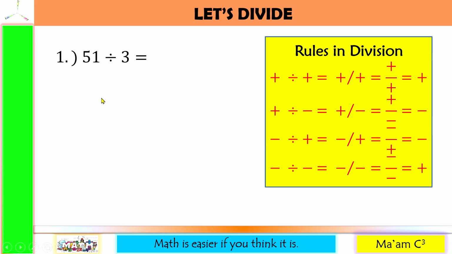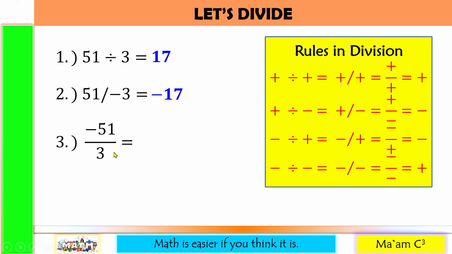Number 1, 51 divided by 3. Both are positive, so the quotient is also positive. 51 divided by 3 is 17, so this is positive 17. Number 2, 51 divided by negative 3. This is another symbol for division. One positive, one negative, so the answer here must be negative. So this is negative 17.